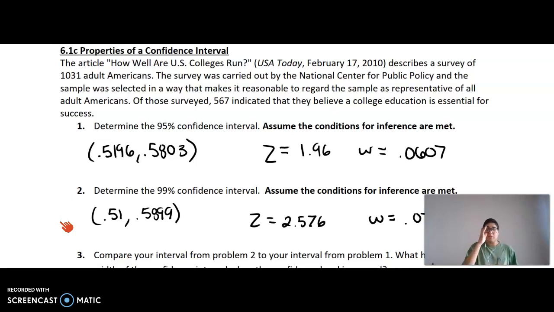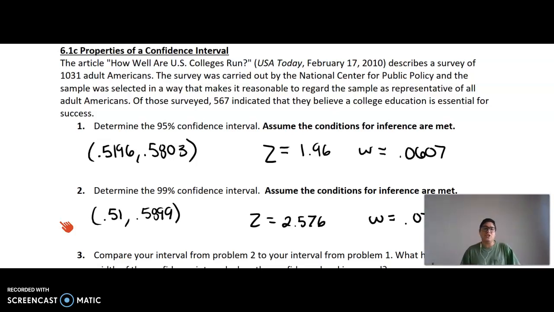So we have this example here, and it says, how well are U.S. colleges run? This describes a survey of 1,031 adult Americans, carried out by the National Center for Public Policy. The sample was selected in a way that makes it reasonable to regard it as representative of all adult Americans, so we can probably assume it's a random sample. Of those surveyed, 567 indicated that they believe a college education is essential for success. So we're going to assume the conditions are met, and we could easily verify the large counts, 10%, and random or representative conditions. We'll see that all of those conditions are met.